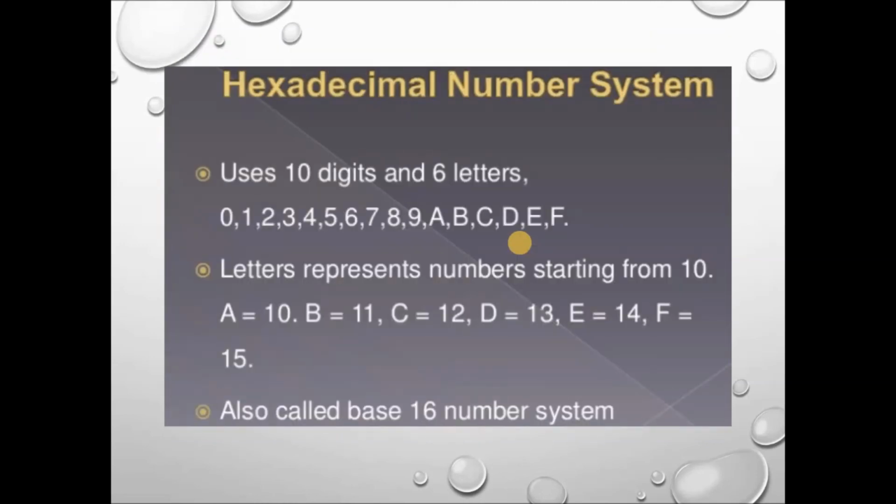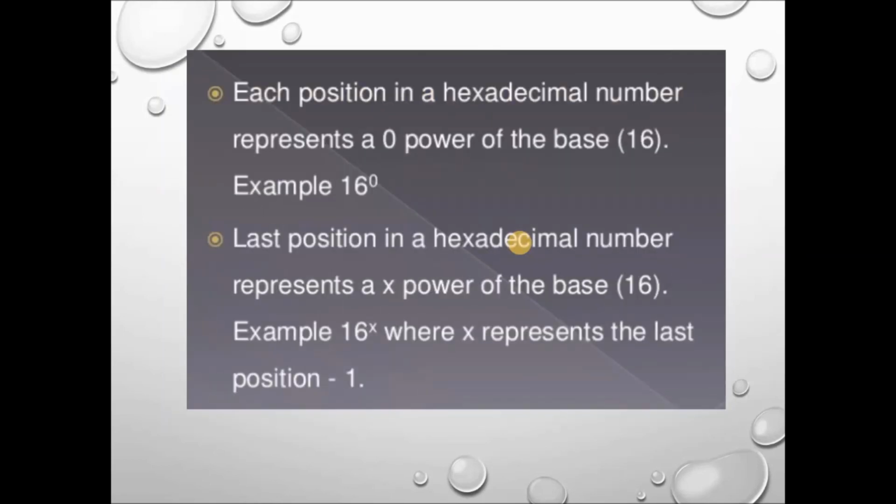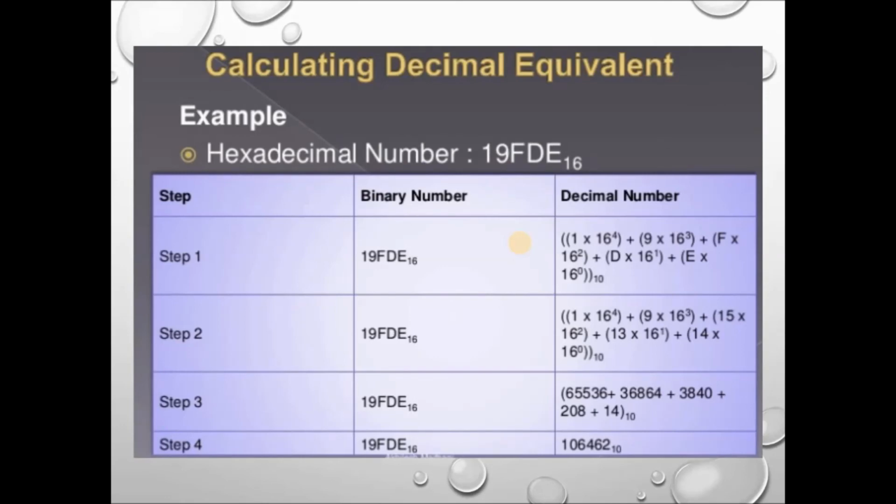Hexadecimal number. For A, 10 is there. For B, 11 is there. For C, 12 is there. Like that up to F, 15 is there. So these are the hexadecimal numbers, 0 to 15, 0 to 9, then A to F. You can read from this slide. Calculating decimal equivalence. From hexadecimal to decimal, how to convert? Like this, you have to multiply with the base to the power 0, 1, 2, 3, 4. The same procedure.